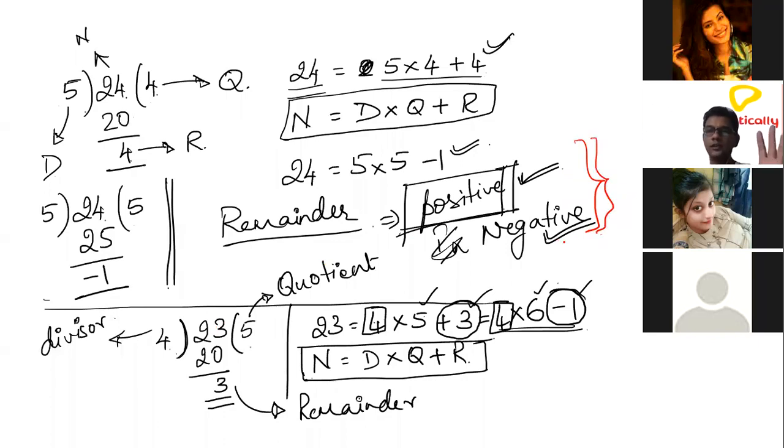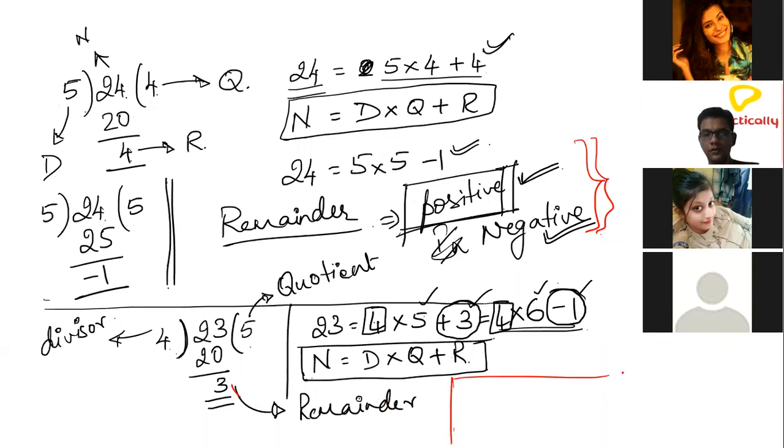Did we understand, Shiva, till here? Sir, this positive and negative I'm not understanding. Positive and negative you're not able to understand. Okay, you're clear with the positive remainder. 3 is a remainder you got, correct? Yes, sir. Is it positive or negative? Positive. So you got a remainder which is positive.